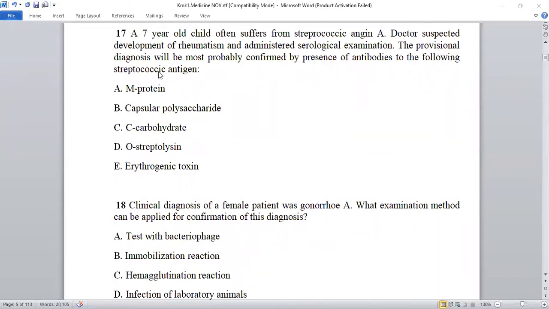A clinical diagnosis of a female patient was gonorrhea. What examination method can be applied for confirmation of this diagnosis? Okay, so people who are suffering from gonorrhea, if the person is a male, they will have urethral discharge. There will be some fluid coming from the penis. If the patient is a female, there will be vaginal discharge, okay? So mostly in females, what we do is what we call the high vaginal swab. So they will take a swab from the vagina, getting close to the cervix, right? And they will use the swab, okay, to detect whether it is gonorrhea or not.